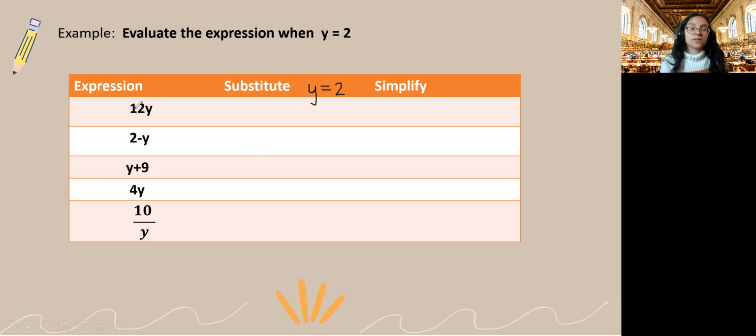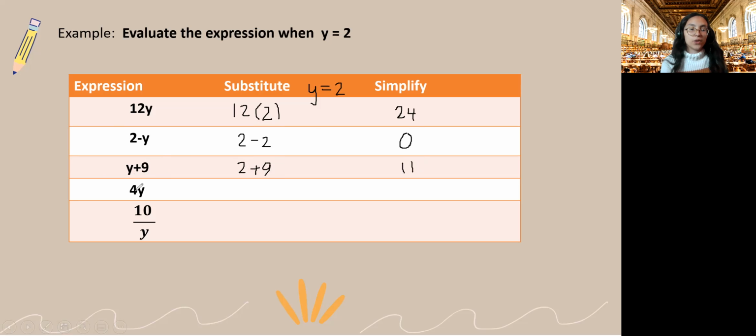So for the first one, it says 12 times y. So I'm going to write 12 times 2. And when I multiply, this will give me 24. Moving on to the next one, I have 2 minus y. So I'm going to write 2 minus 2. 2 minus 2 will give me 0. For the third expression, I have y plus 9. So I'm going to write 2 plus 9. And this will give me 11.